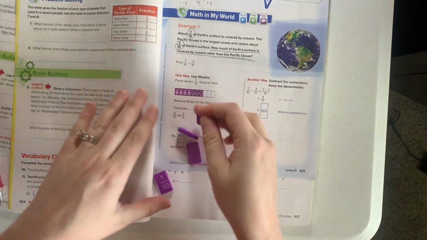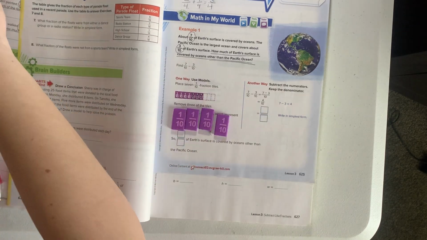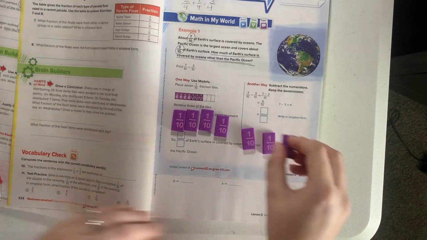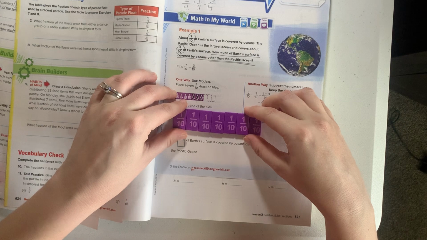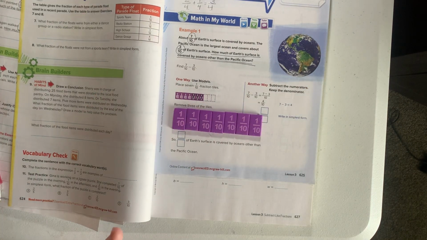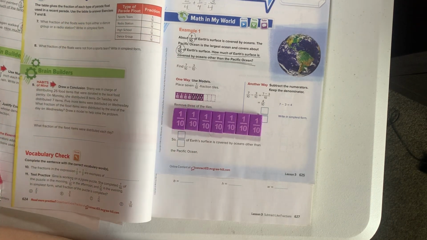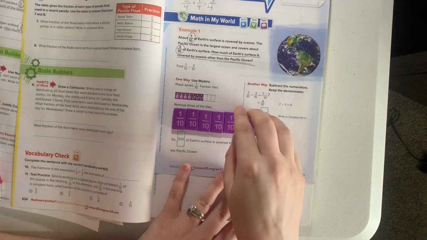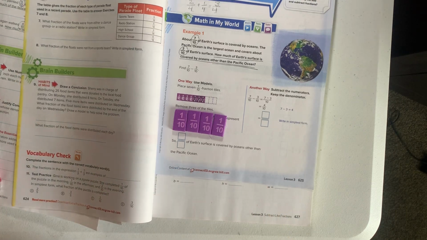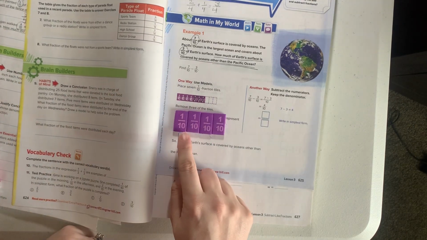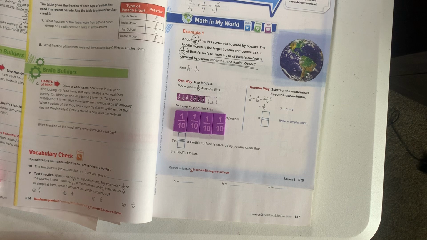Scoot this up so we can see everything. So there's 1, 2, 3, 4, 5, 6, 7. So line them up. So there's my 7/10. And then I'm going to subtract out what the Pacific Ocean is, which is 3/10. So essentially, your book is showing you Xing them out, or you can just take them away. So I'm taking away my 3/10. And so all that I have left is just 4/10.